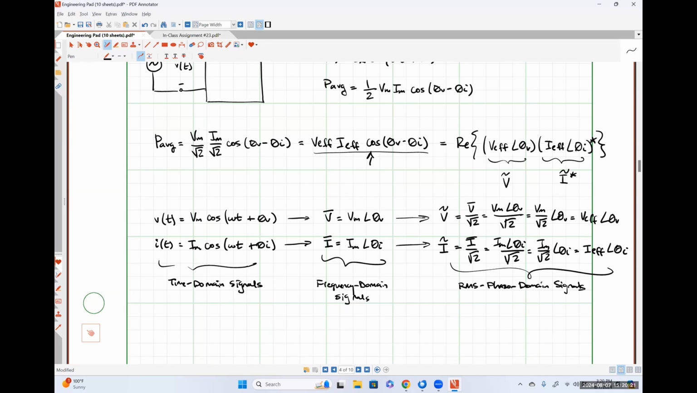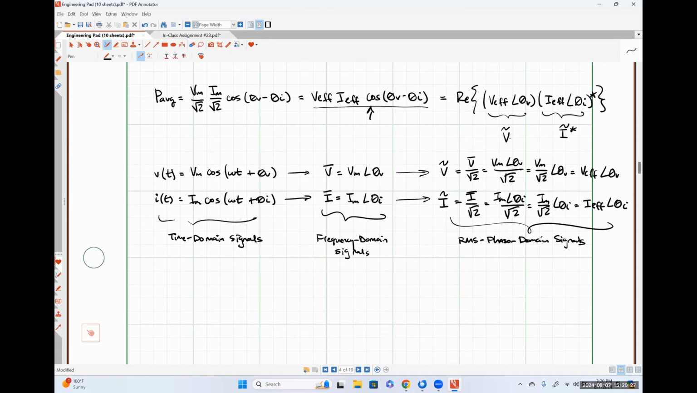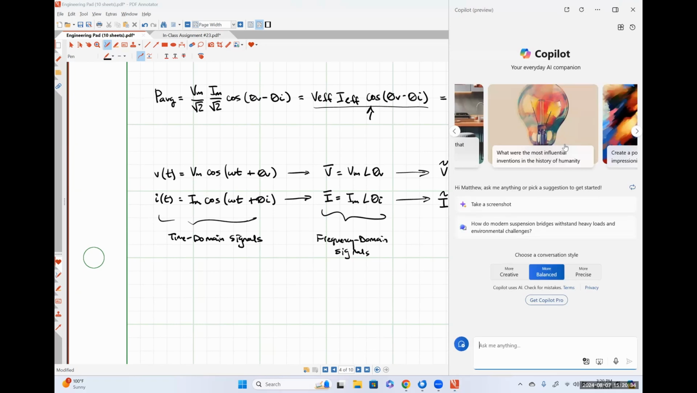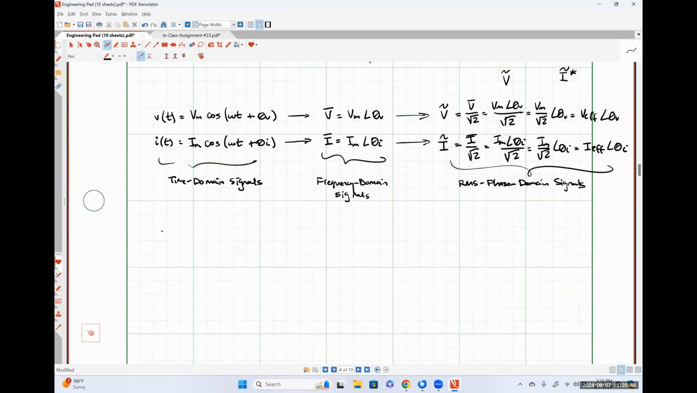Okay, so this operation, RMS phasor voltage V times the complex conjugate of RMS phasor current I, is what's commonly called in power engineering complex power. So S with a bar over it, and I'm going to put a note here.